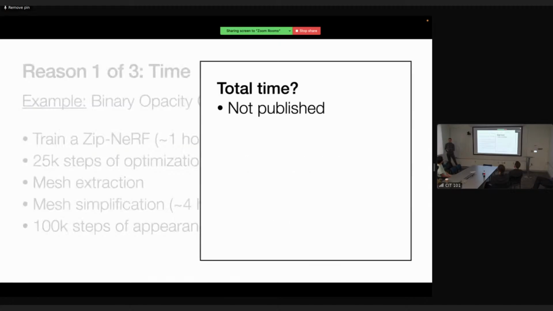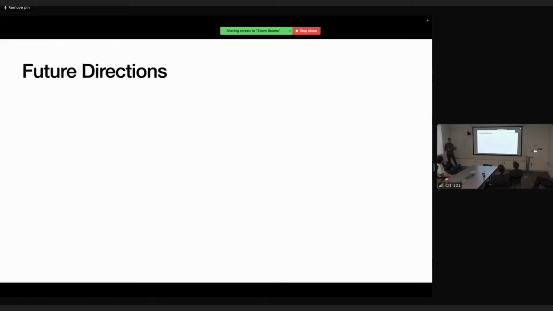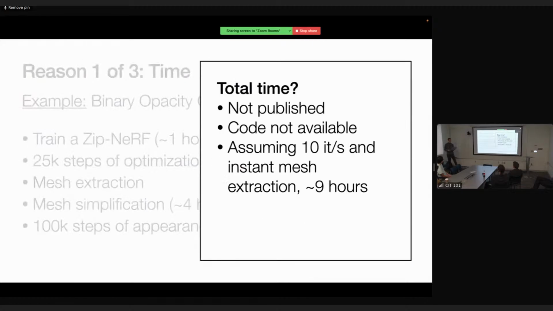And they don't actually tell you how long this optimization takes. And the code is not public because it's from Google. But if you assume like 10 iterations per second for the optimization, this will still take 9 hours. So if the optimization were instant, it would be like 4 or 5, I guess. If this were a bit slower, it would take longer, but this takes a long time.